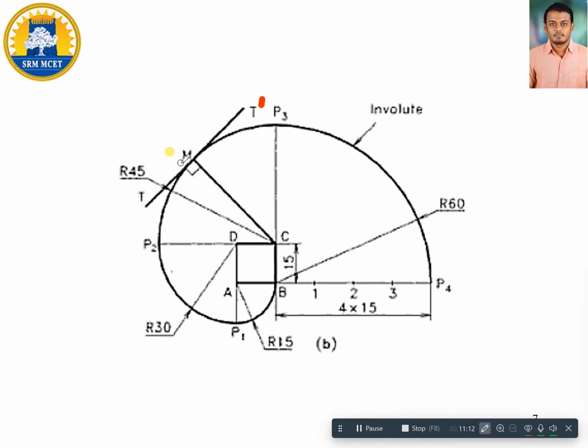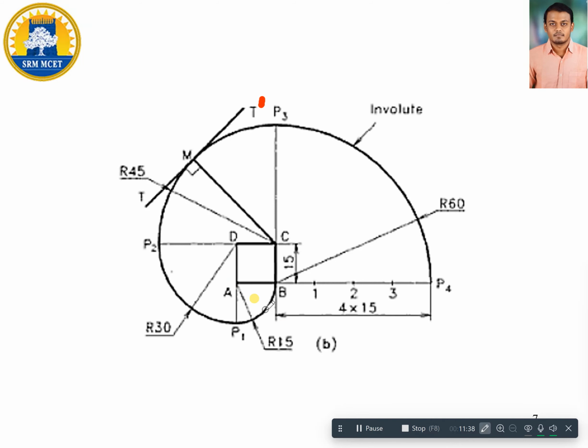Very simple. You choose any point or any gap and mark a point M. From M you draw one straight line to C and extend it. This will be the normal, and another line perpendicular to this normal and touching exactly at M alone will generate a tangent. T dash indicates the tangent. This is how we draw the tangent and normal.